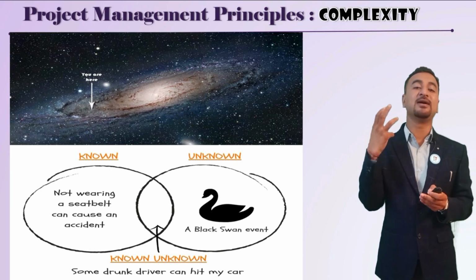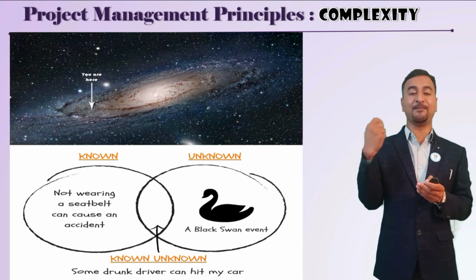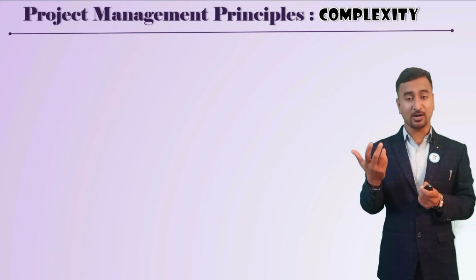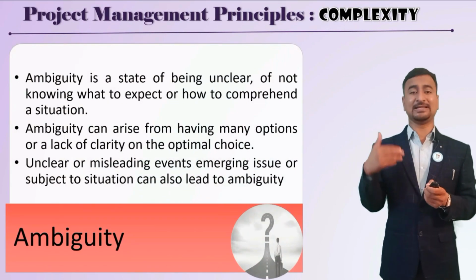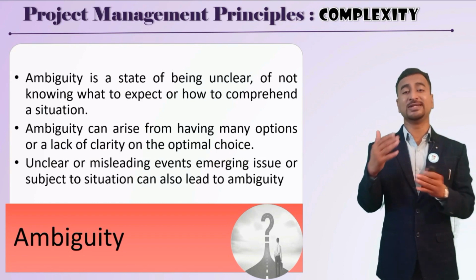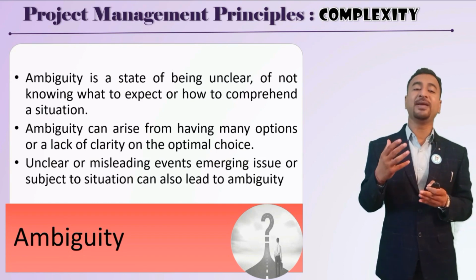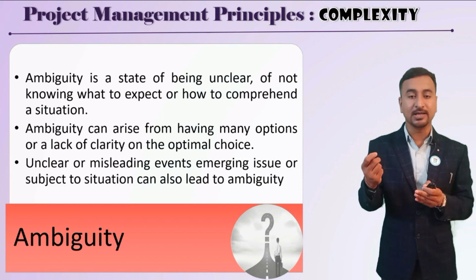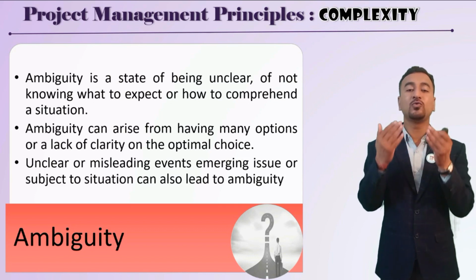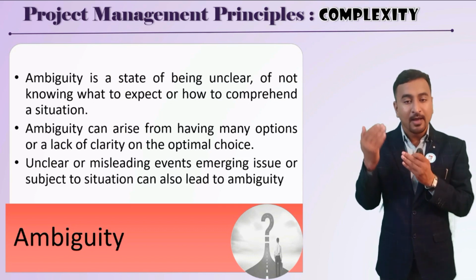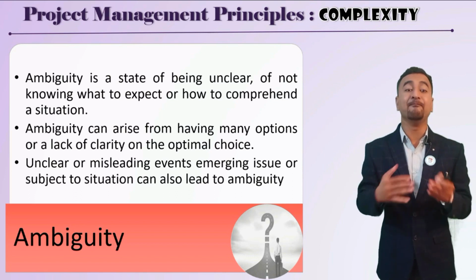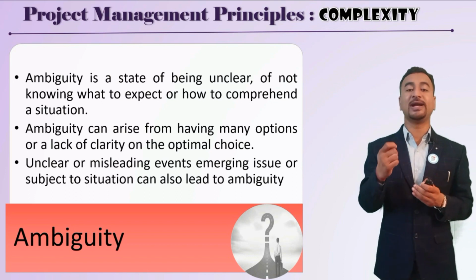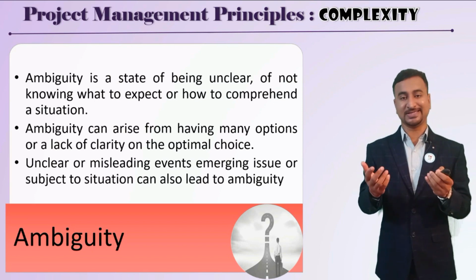So that's the unknown factors. That is a black swan event that may occur. So how can you deal with that? We will discuss that in upcoming slides, but try to understand the ambiguity first. Ambiguity is the state of being unclear, of not knowing what to expect or how to comprehend a situation. Ambiguity can arise from having many options or a lack of clarity on the optional choices we have.